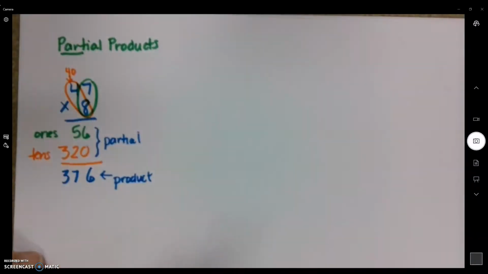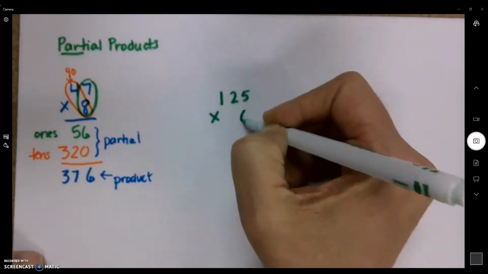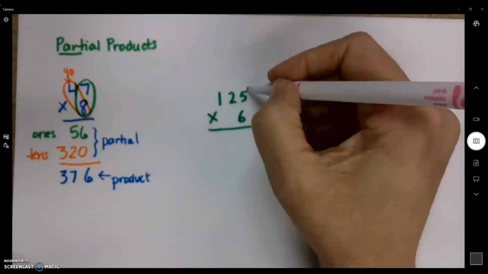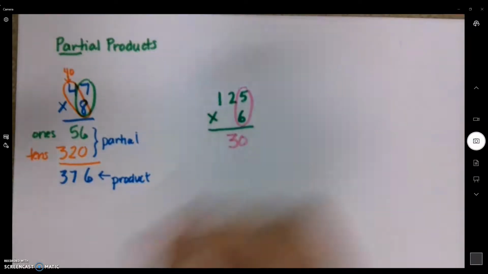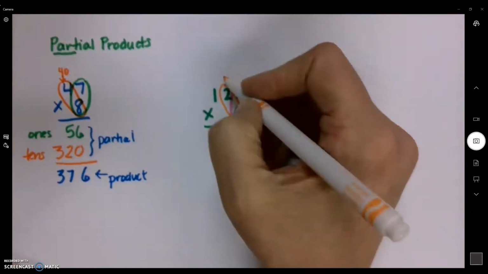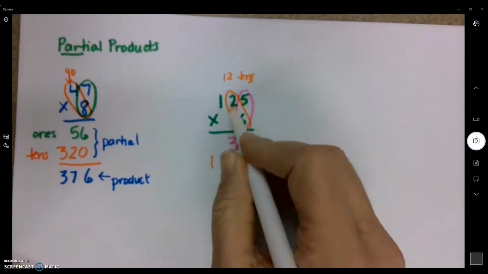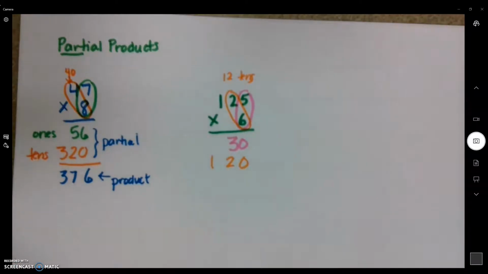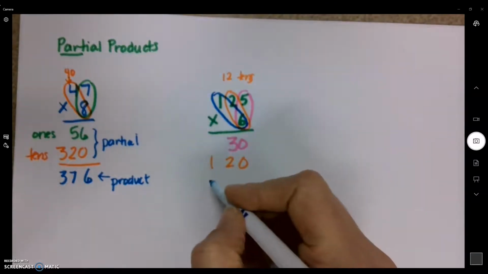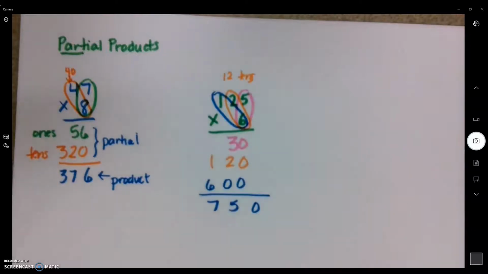And we can still use this method with 3-digit multiplication. I can say 125 times 6, and I'm going to do the same exact thing. Same color. So I can do my ones. There's 30 ones. I can do my tens. That's 12 tens, which is 120. Remember that the 2 is in the tens spot. Or I can do 600s. 600. So it still works with 3 digits.